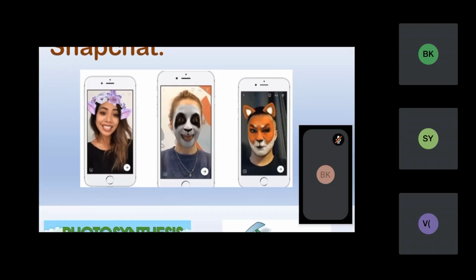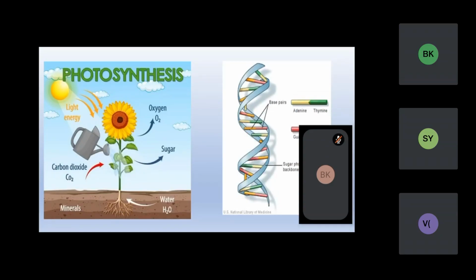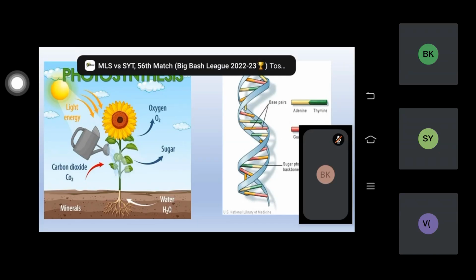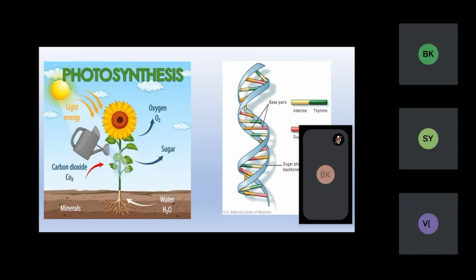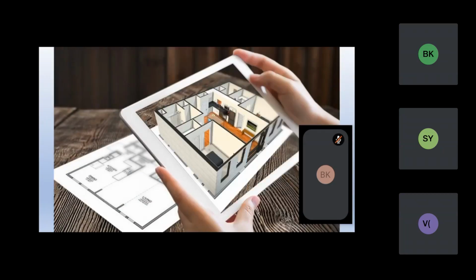A 2D object can be anything. It can be an image in your book or on your phone. Here you can see two photos, photosynthesis and DNA. These are just two-dimensional images. Coming to a 3D object, when AR scans any kind of 2D image, it can convert it into 3D. Basically, 3D means a length, a breadth, and a height. I'll show an example for that. You can see it over here. In the back, you have a blueprint of a house, and over here, it's a 3D model.